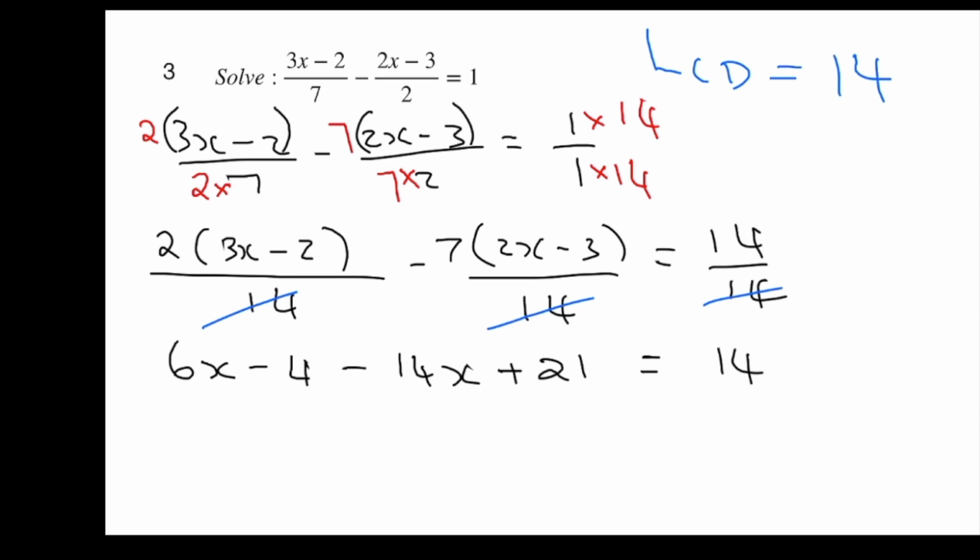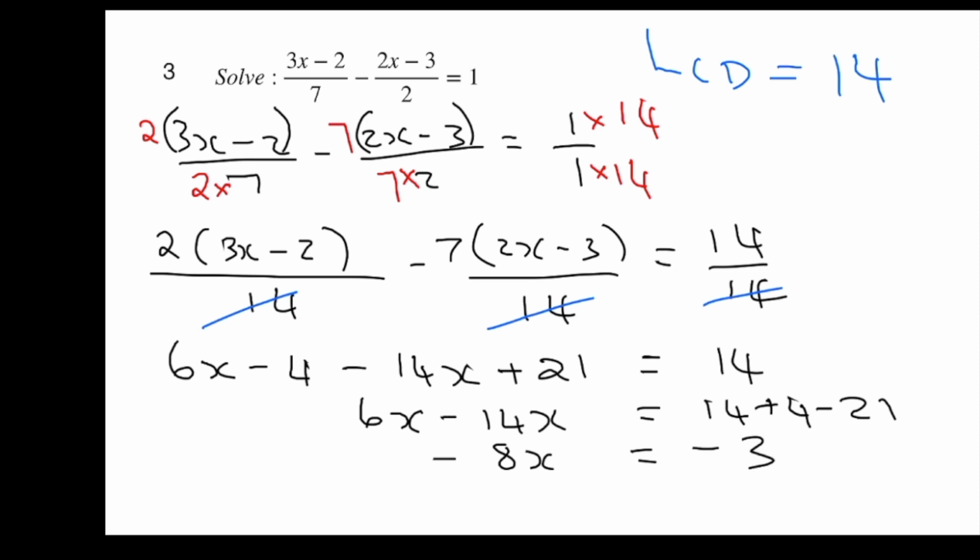I'm going to collect like terms. I'll leave terms in x on the left-hand side and take all the other numbers to the other side. So the negative 4 becomes a plus 4. The plus 21 becomes a minus 21. On the left-hand side, we have negative 8x. And on the right-hand side, 14 plus 4 minus 21 will give you negative 3. So that's a negative 3 there.